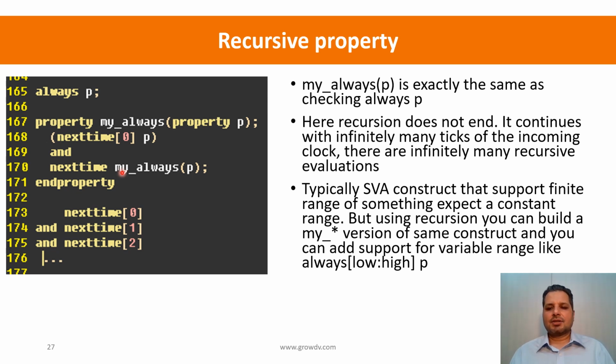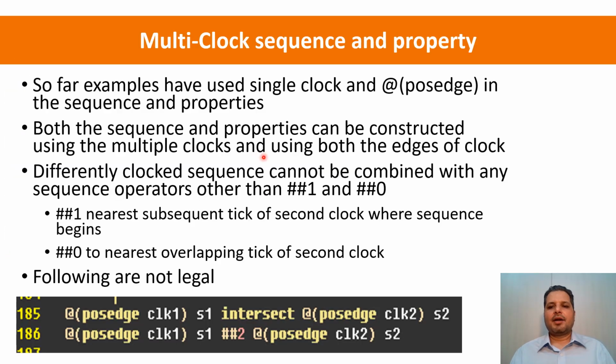However, as we discussed, recursion is an advanced topic. So far in all our examples, we have been using a single clock, like at the passage of clock. We have never used multiple clocks. Both sequences and properties can be constructed using multiple clocks, or by using different edges of clock at different points in your sequence. So it's possible, but this comes with certain limitations. As we saw, even recursion comes with some limitations.